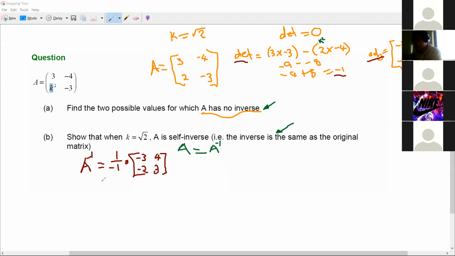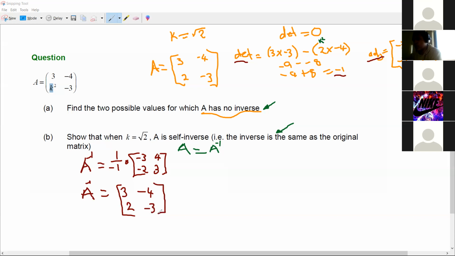So if you look at this, the inverse of A is therefore equal to just -1 times everything in the bracket. So -1 scalar multiplication. So -1 times -3 is just a 3. Okay, let's do that. -1 times 4 is just -4. -2 times -1 is just a 2. And -1 times 3 is just a -3.